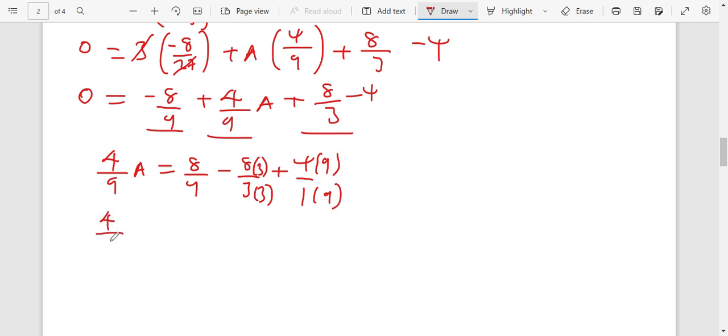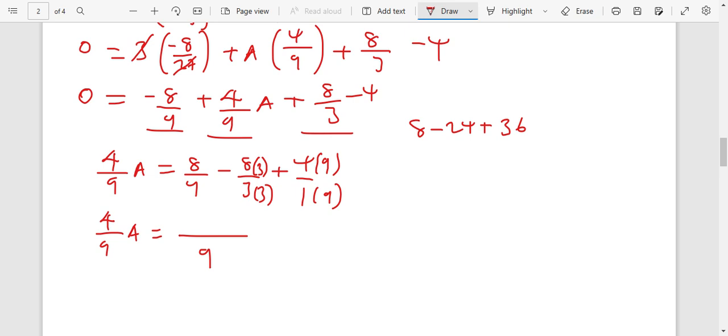So I've got 4 over 9a. This is equal to, since the denominators are the same, 9, we just add what's on top. So on top we're going to say 8 minus 8 times 3 is 24, right? And then 4 times 9, 4 times 9 is what? Is it a 36? 36, isn't it? Yes, it's the 36.